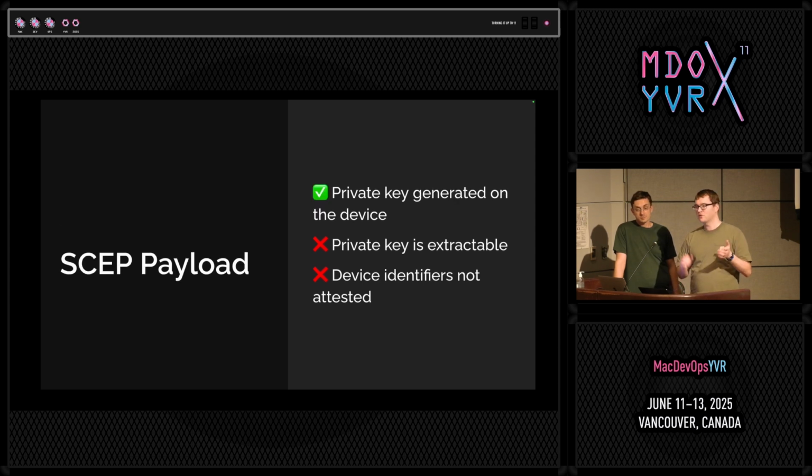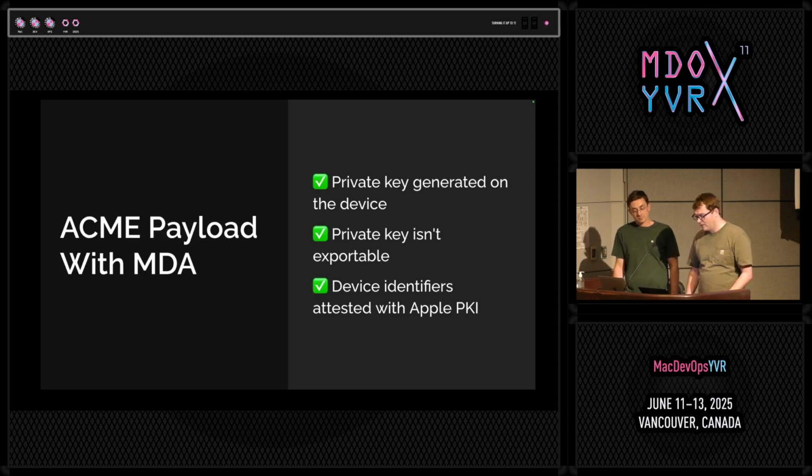Next is SCEP. Most of you are probably familiar with it. We've talked about it in this conference. It works. Most commercial MDMs are still using SCEP. The private key is at least generated on the device, but it's still extractable, and the device identifiers are not attested. Lastly, we have Acme, and particularly today we're going to be talking about an Acme payload with managed device attestation. So the private key is generated on the device. It's not exportable because it's in the secure enclave, and we can attest to identifiers with Apple PKI.